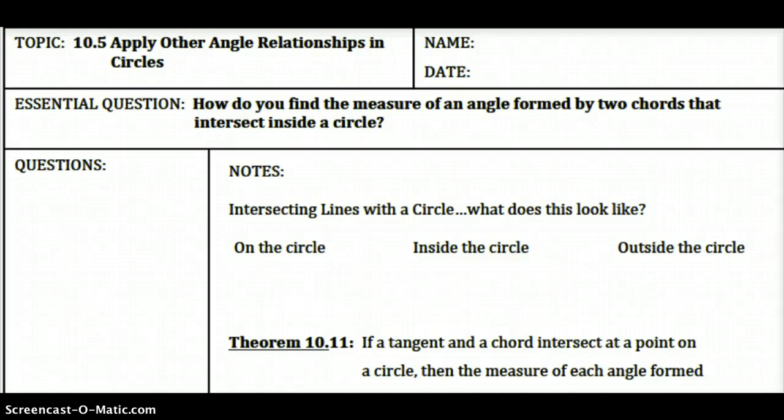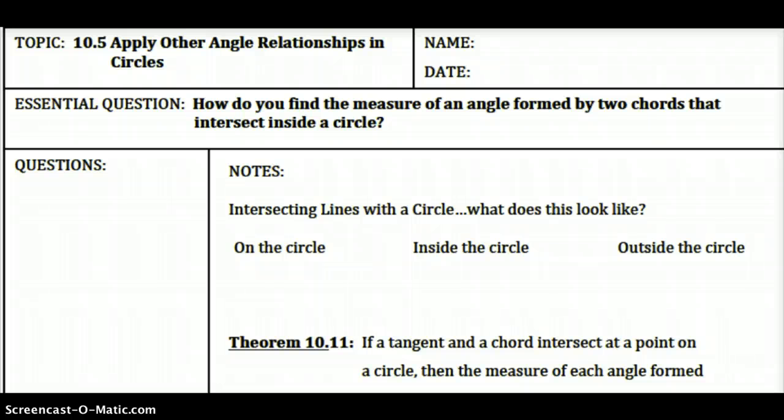10.5. Apply other angle relationships in circles. Essential question. How do you find the measure of an angle formed by two chords that intersect inside a circle? We're going to be talking about intersecting points in, on, and outside the circle.